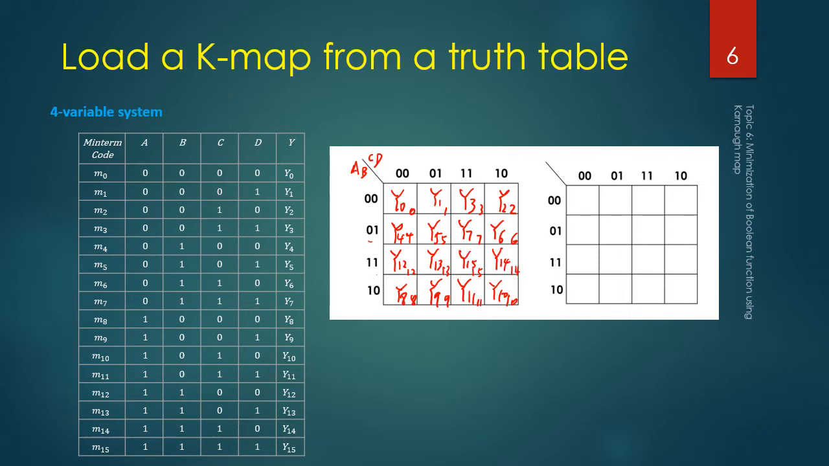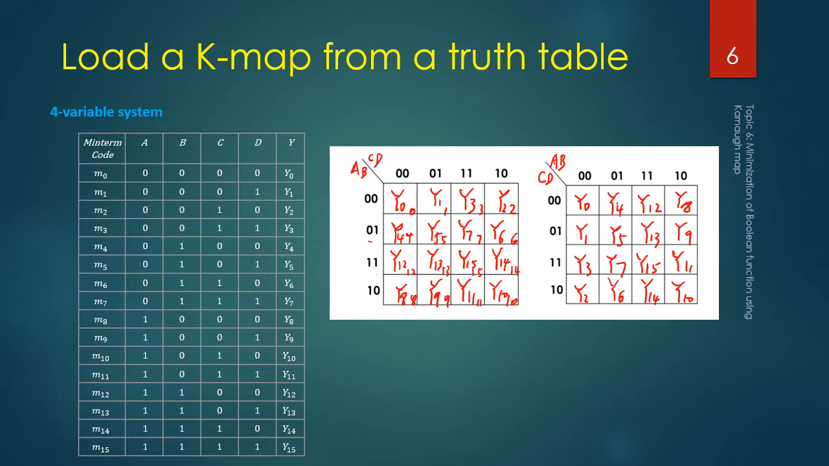Okay. Also, you can write AB on top and CD at the bottom. So AB on the x-axis. Then you just need to change this a little bit. So this is y0, y1, y2, y3, y4, y5, y6, y7, y8, y9, y10, y11, y12, 13, 14, 15. Okay, so basically that's how you translate it.